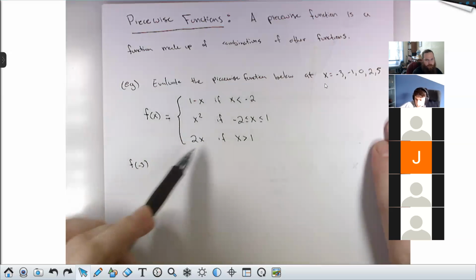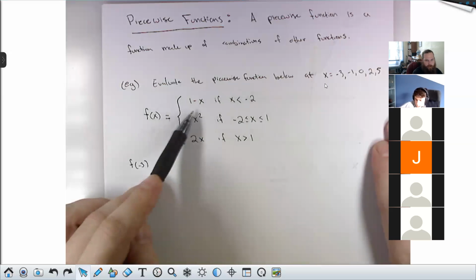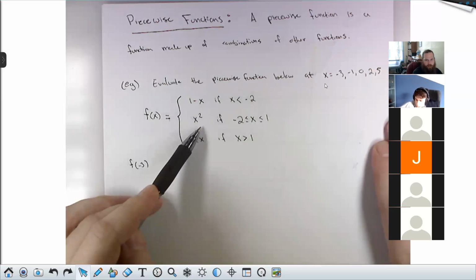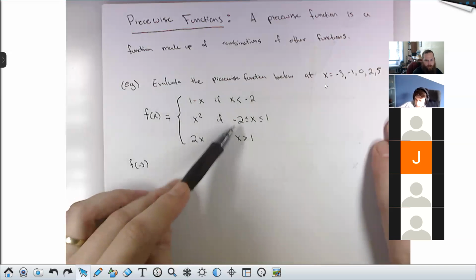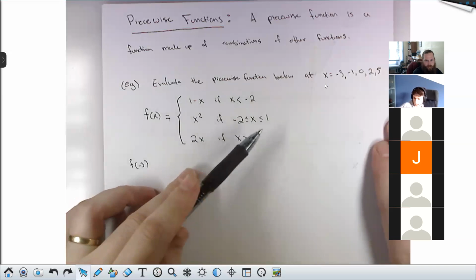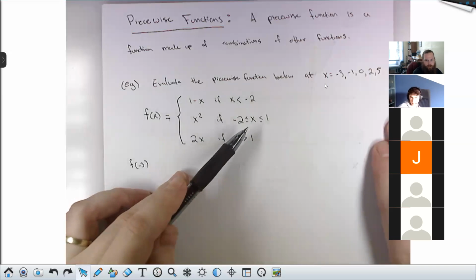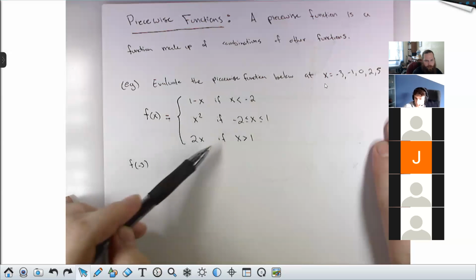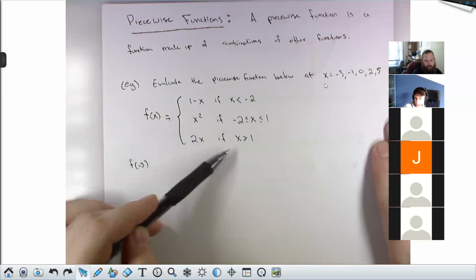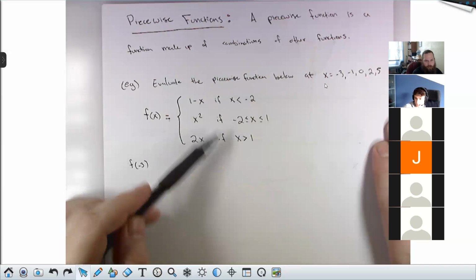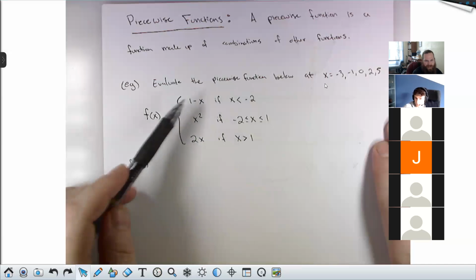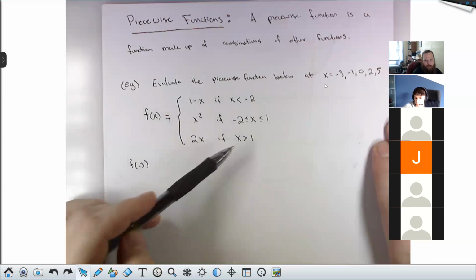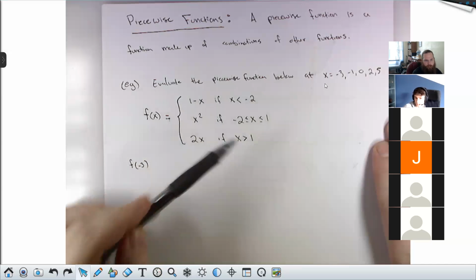Basically, what this notation says is that my function behaves like this if the input is less than -2. Behaves like this if the input is greater than or equal to -2 and less than or equal to 1, if -2 is less than or equal to x is less than or equal to 1. And behaves like 2x if x is greater than 1. So the function f is a combination of these functions, and its behavior is split up over the domain.